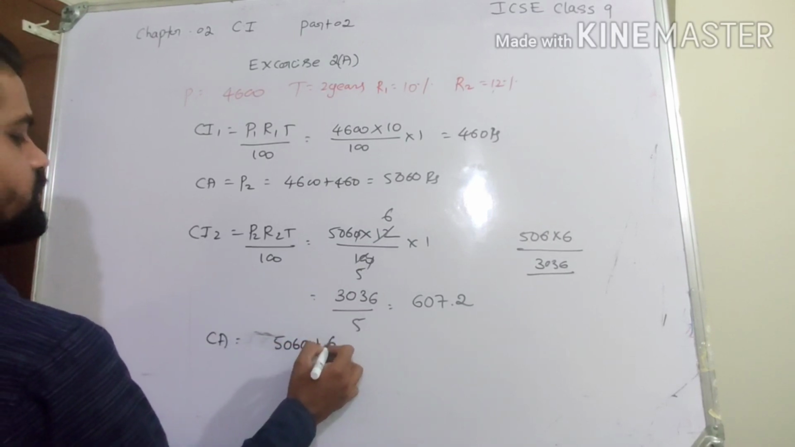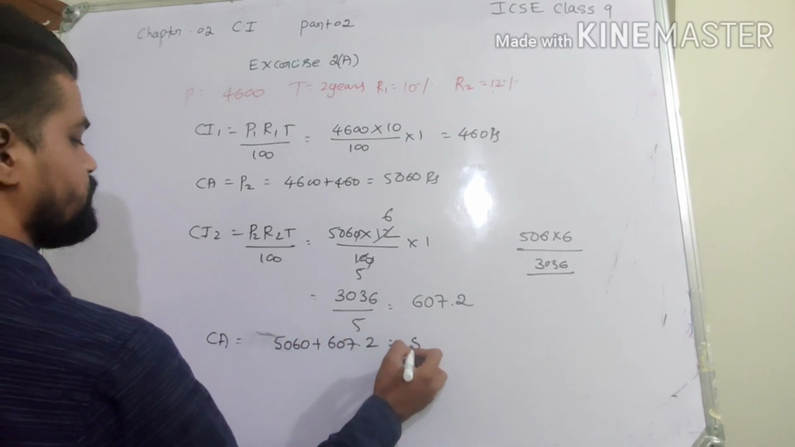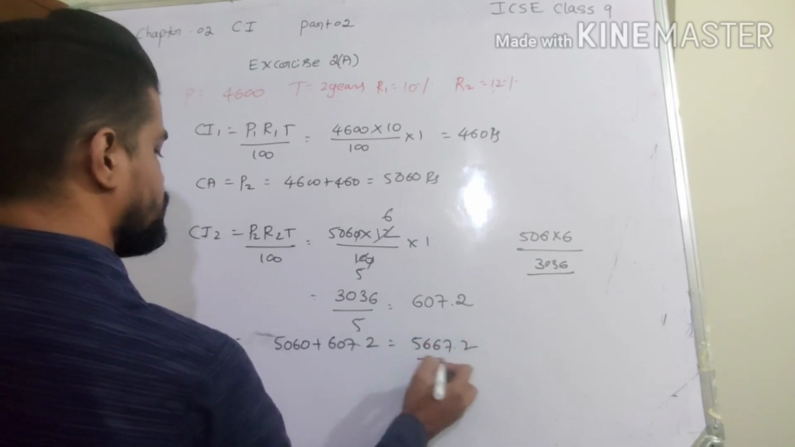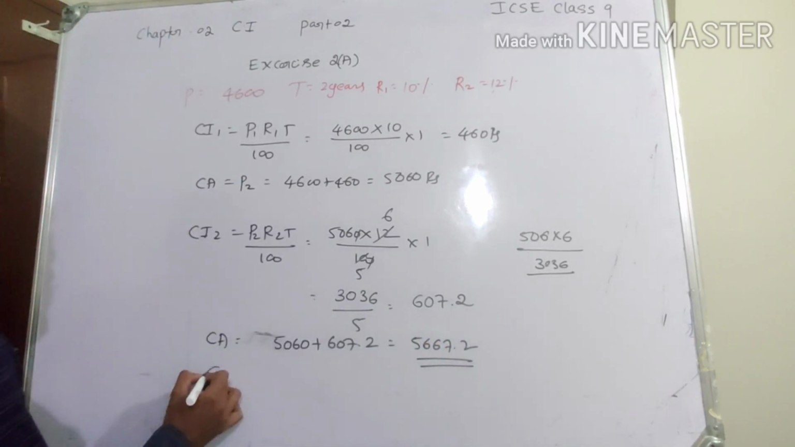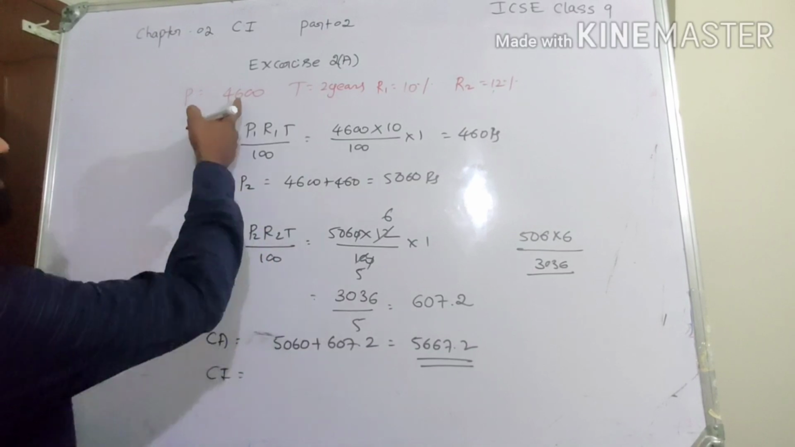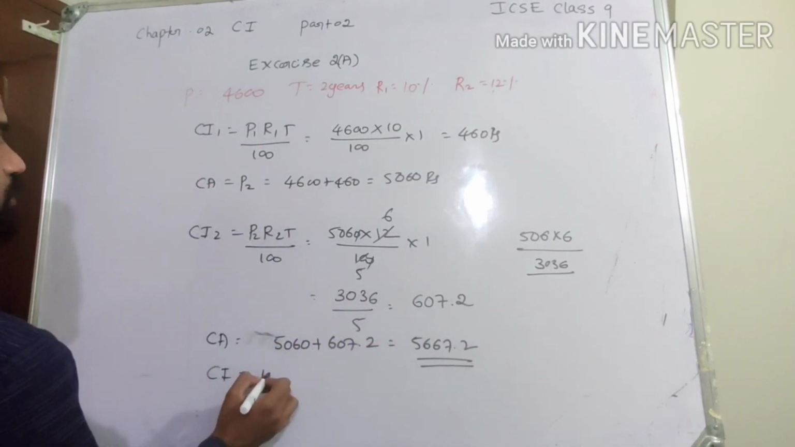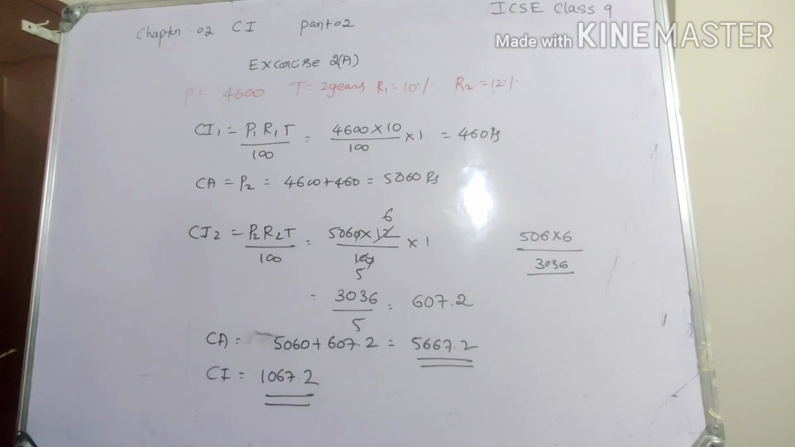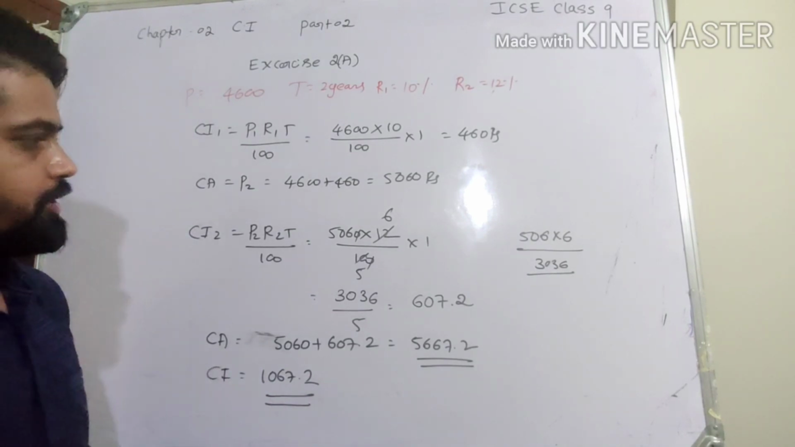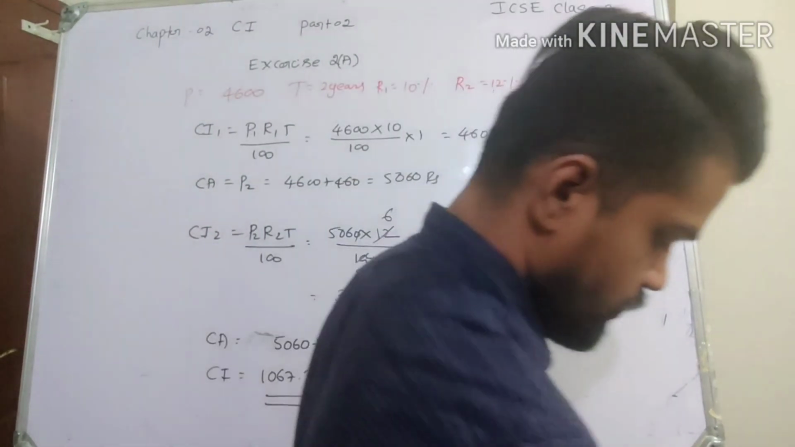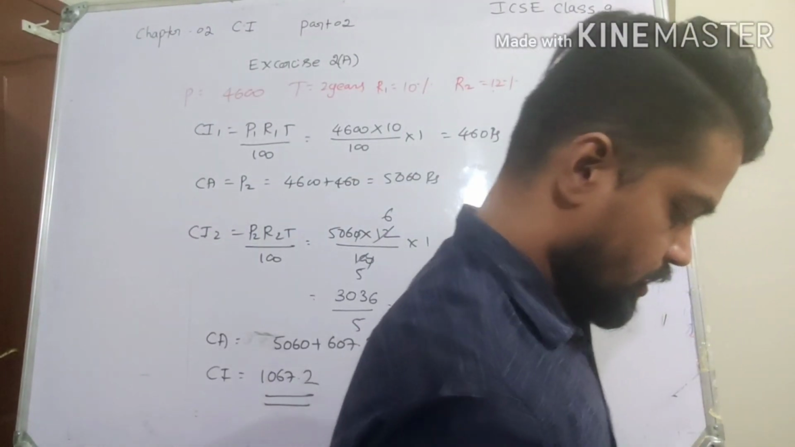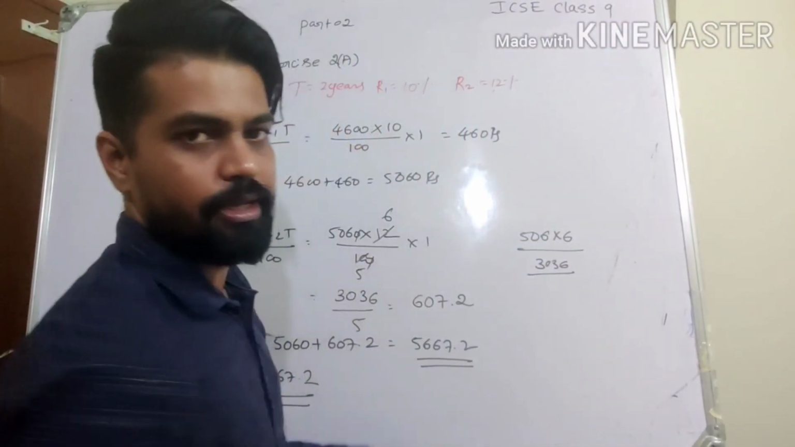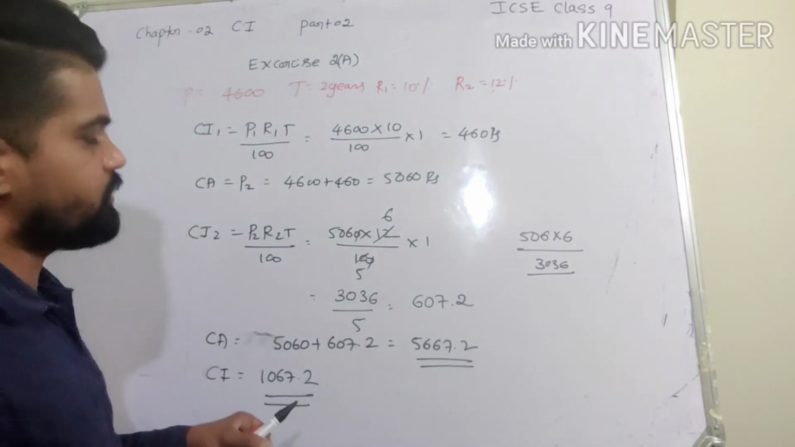607.2 is the interest for the second year, and that means compound amount will be 5060 plus 607.2, which is 5667.2. So our compound interest totally is going to be the difference between these two, that is 1067.2. So that will be the interest we are looking at. I am leaving the second sub question in question number 3 to you. That is same as this question.